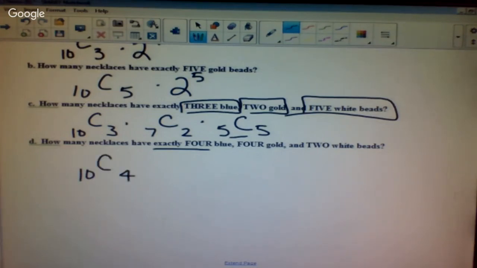How many beads do I need? I'm going to put 4 of them. How many beads do I need now after 4? 6. How many are exact again? 4. How many are left? 2. And I'm going to use 2. So you're done, because you got 2. It's 2C2.